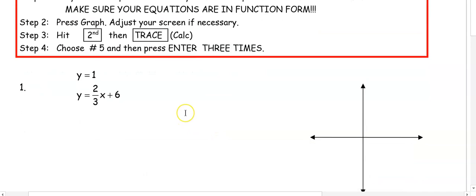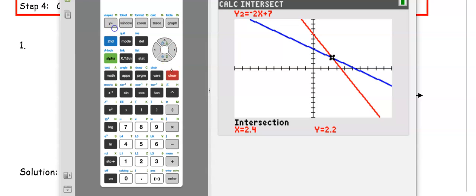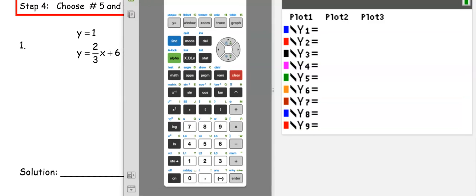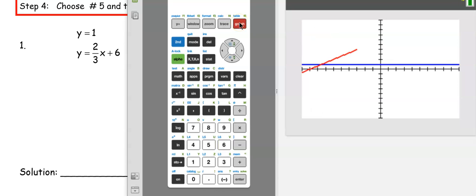So in the first problem, we have both of our equations in y equals. So in our graphing calculator, we're going to hit y equals, and we're going to clear out anything that might be in here, and we're going to type our equation. So the first equation is y equals 1. And the second equation, when I arrow down, I need parentheses because it's got a fraction. So parenthesis 3 divided by 2, close parenthesis x, plus 6. After we have both equations in, we're going to hit graph, and we see a picture.